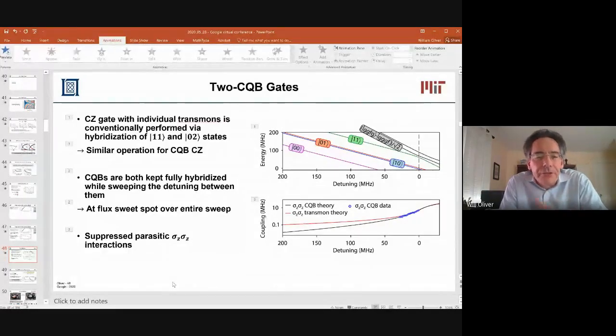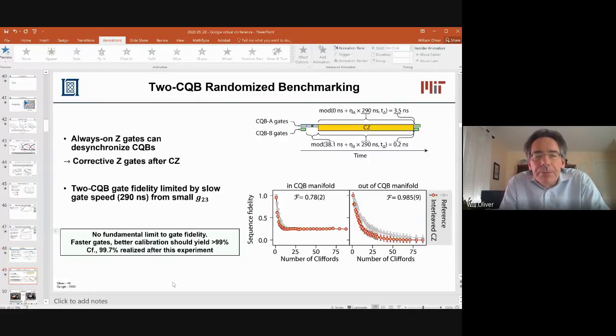There's a suppressed parasitic sigma Z interaction, which also is afforded by this approach. Despite that, there are some complications, and we had to make some corrective Z gates. The total amount of time for this particular gate was quite long, almost 300 nanoseconds, and that limited its fidelity in part. That was because we just didn't have a strong enough coupling between the composite qubits A and B. But within the manifold, we got about 0.8 fidelity, a couple qubits, and then out of the manifold, it was much higher. Basically, we ran out of time.